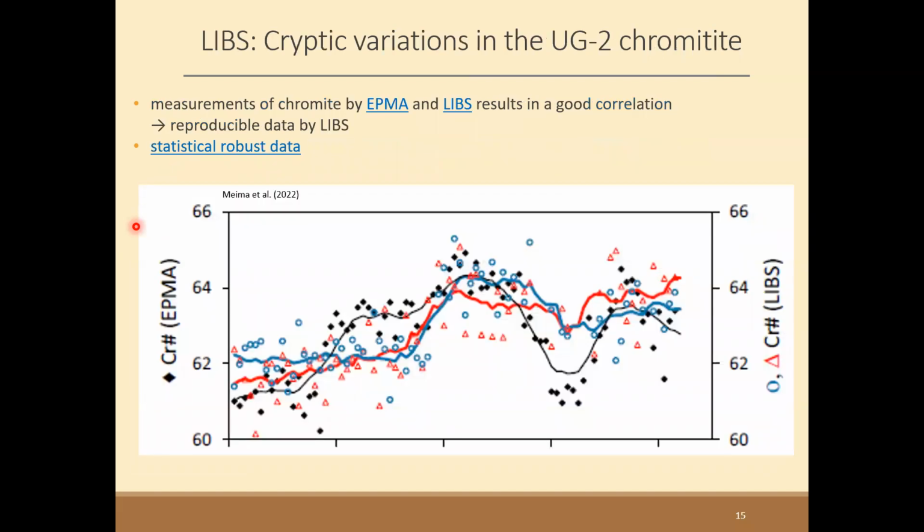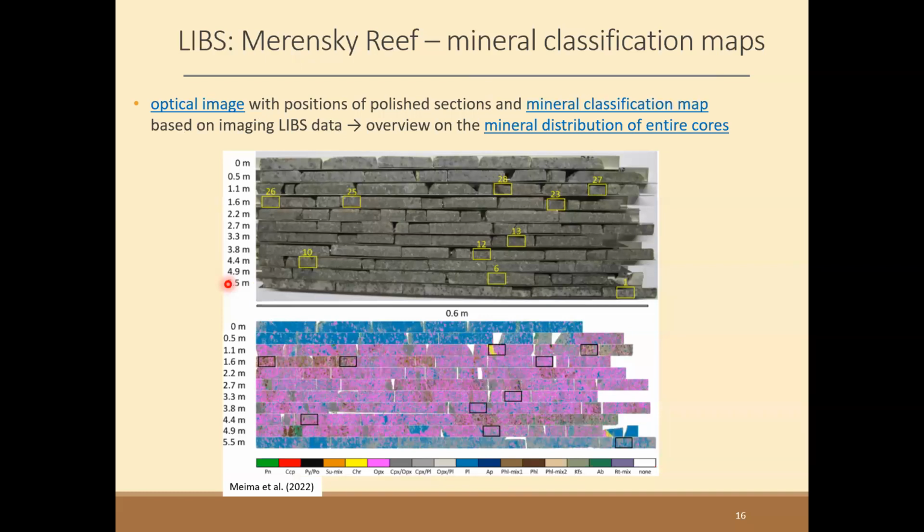This is some work we did together looking at the distribution in the chromitites, where we tried to compare the electron microprobe work with the LIBS system. What is shown here is that it works quite nicely. There is a relatively good correlation between the data we get on chromite chemistry from the microprobe and from the LIBS system. Knowing this, we had a look at the Merensky Reef and had this almost 6-meter core.